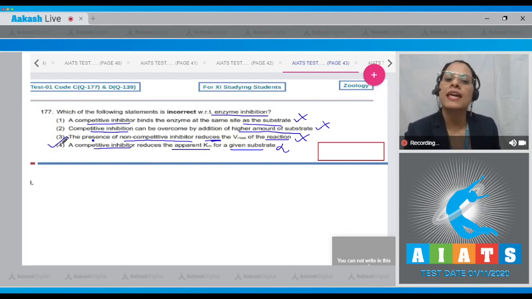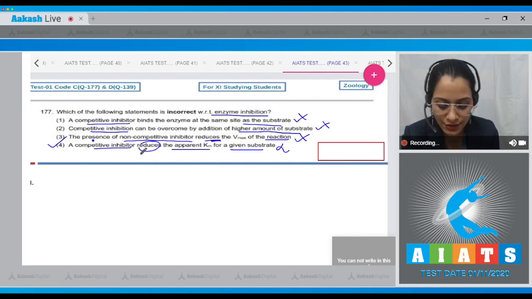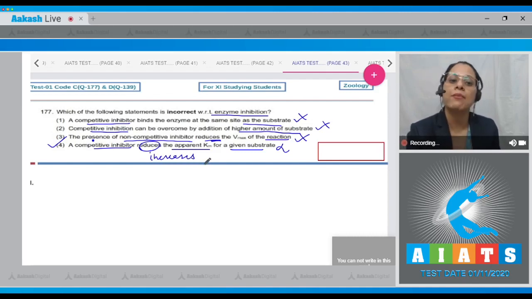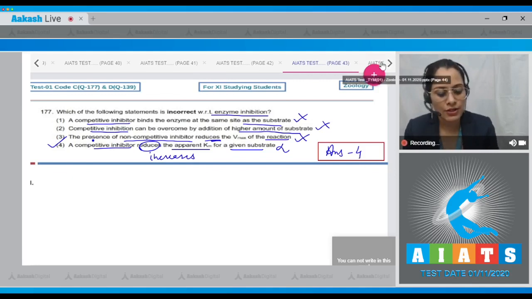What is Km? Km indicates the substrate concentration. A competitive inhibitor increases and does not reduce, it increases the apparent Km for a given substrate. This means that in the presence of a competitive inhibitor, more substrate is needed to achieve half Vmax. So the correct answer to this question is option number 4. Let's move on to the next question.